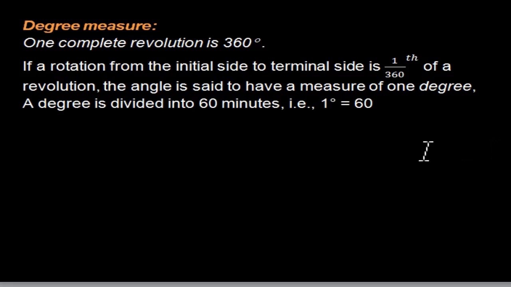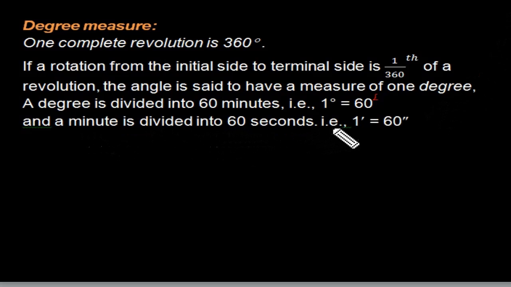Then the next one: a degree is divided into 60 minutes. One dash will come. 1 minute is divided into 60 seconds. For 1 minute we put one dash, and for seconds we put 2 dashes. As we do for hours, 1 hour equals 60 minutes, like that 1 degree equals 60 minutes, and 1 minute is equal to 60 seconds.